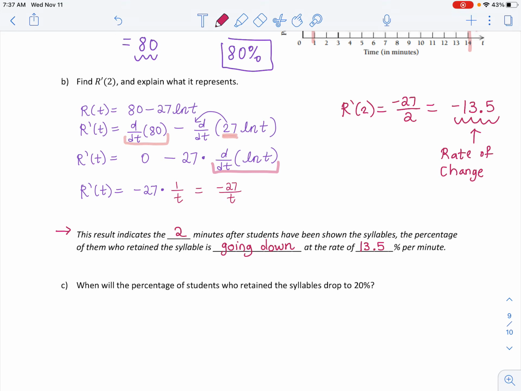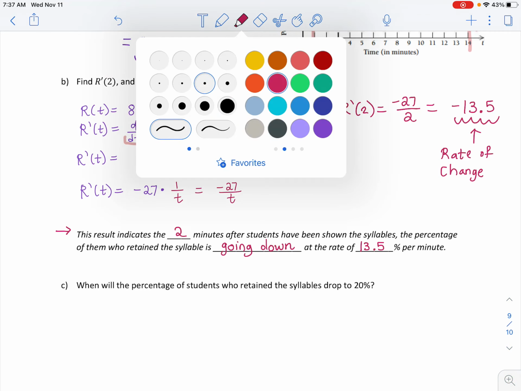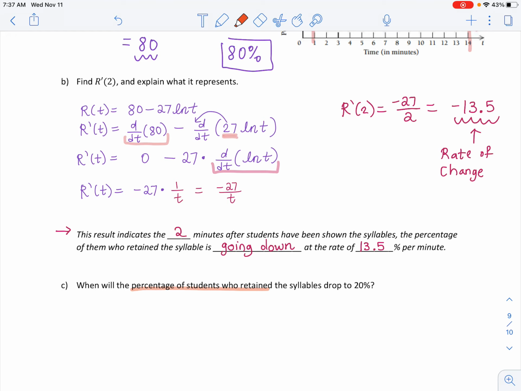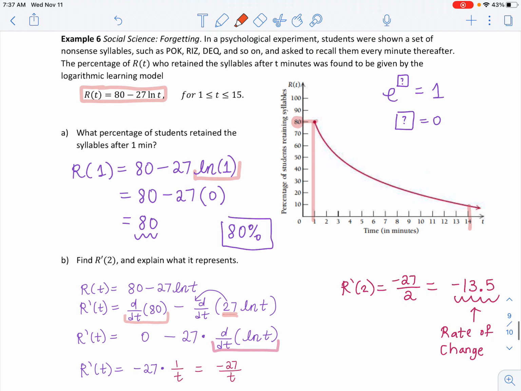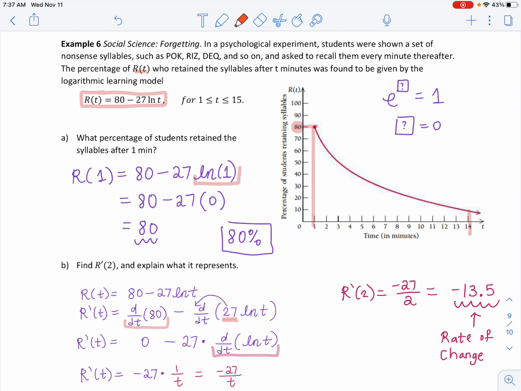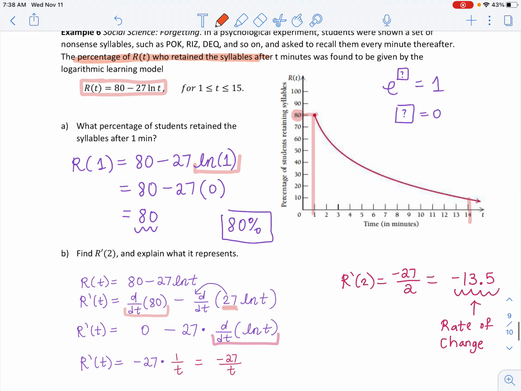When will the percentage of students who retain the syllable drop to 20%? So if you are looking for the percentage of students who retain the syllable, which function should you use? We should use this R of t, because look, R of t is the percentage of students who retain the syllable after t seconds. So I know we found the derivative and all, but unfortunately, we're not going to be able to use that for our very last problem. We go back to the original problem. So try to practice reading very carefully and then picking out which equation you're going to use. That's what's hard about word problems, isn't it?